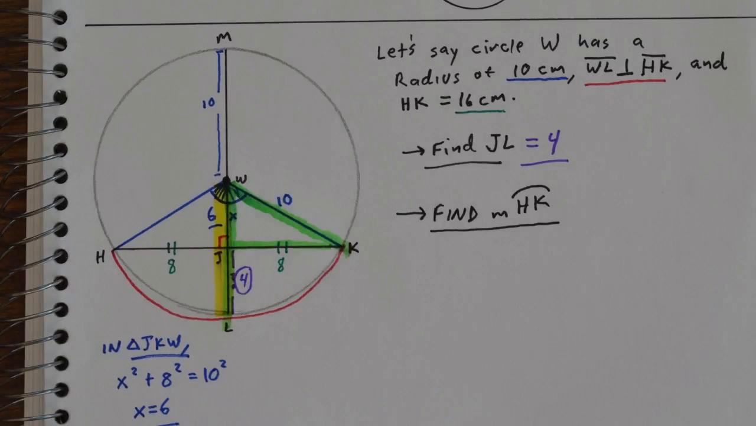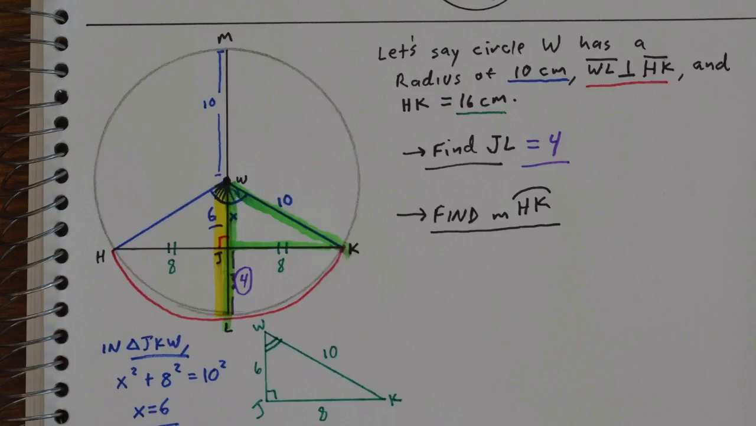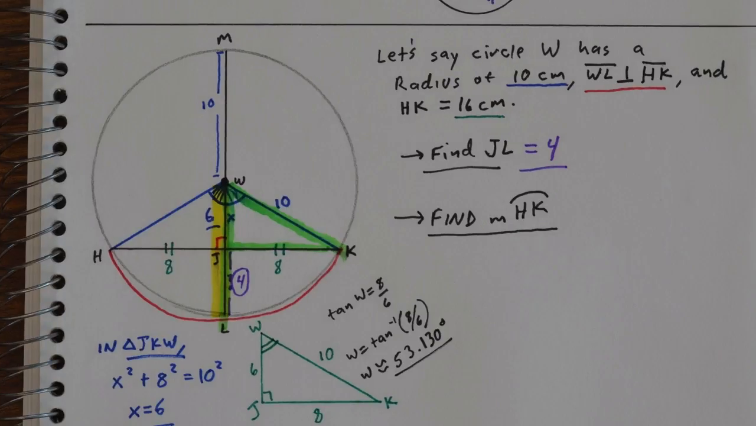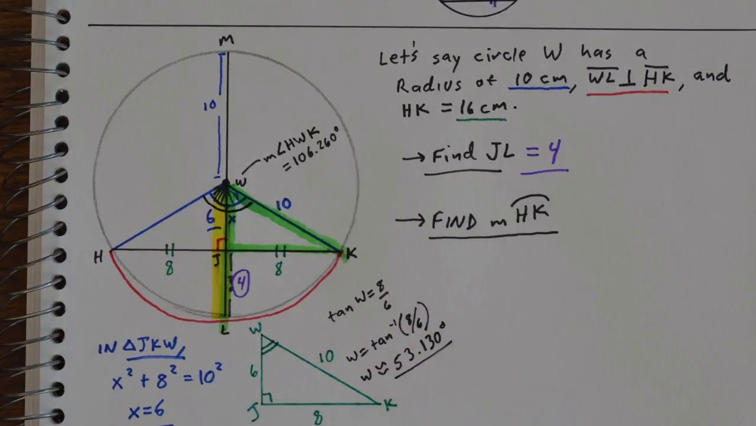Well, again, take a look at that triangle, JKW. We want to find the measure of angle W, and we know we have a right triangle, so we can just use inverse sine, cosine, or tangent. I happen to use tangent for this case, so that gives me an angle of about 53.1 degrees. And so if you double that, you'll get the measure of angle HWK. And remember, the measure of the central angle is equal to the measure of that arc.